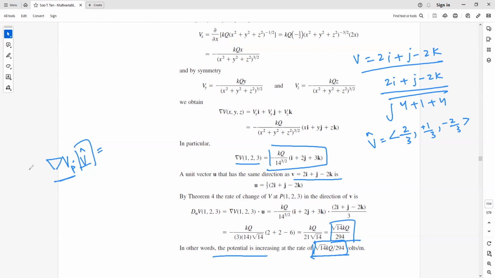So this is how we can compute these directional derivatives. We just need two things, that is the gradient vector at the point and the unit vector in whose direction we are going to find the directional derivative.